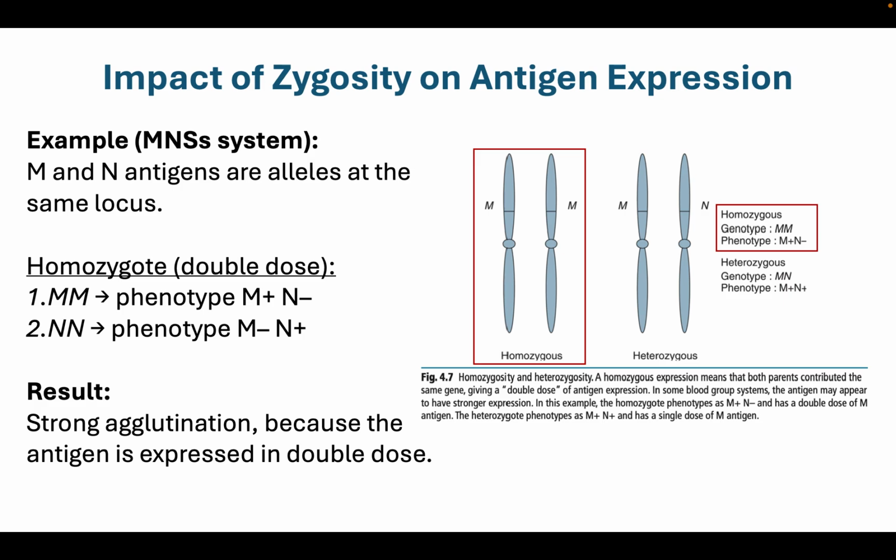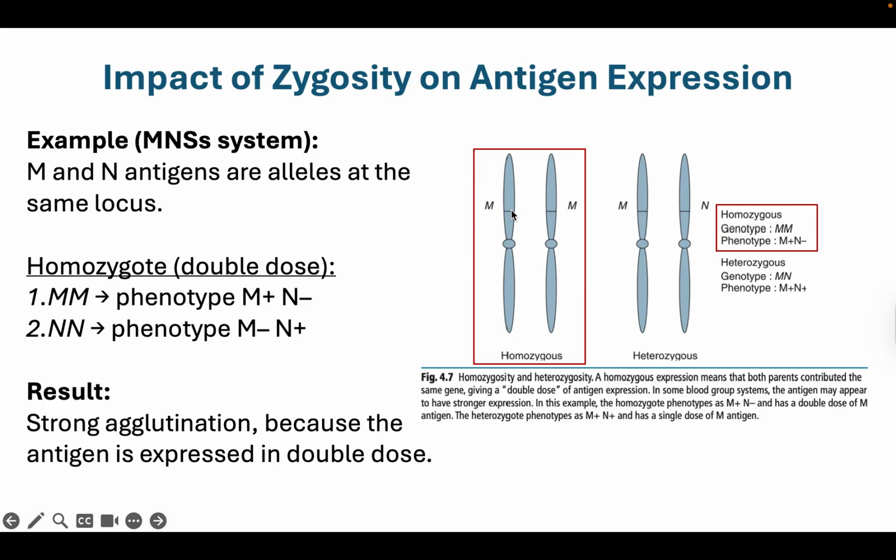So the example here is from the MNS system, the M and N antigens are alleles at the same locus, as you can see here on the pictures. I will talk now about the pictures on the left.